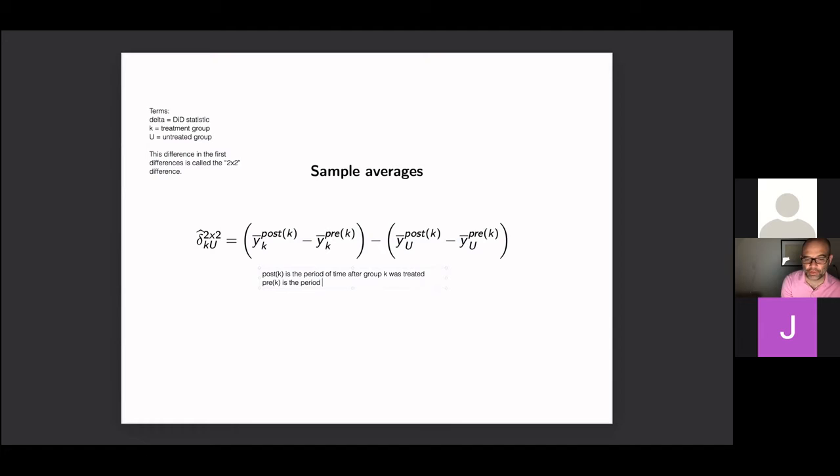Pre-K is the period of time before group K was treated. All right. So we define treatment dates. We defined the treatment dates pre and post with respect to group K, not group U. U is never treated. So there is no post U treatment. There is only post group K treatment. All right. Only that.